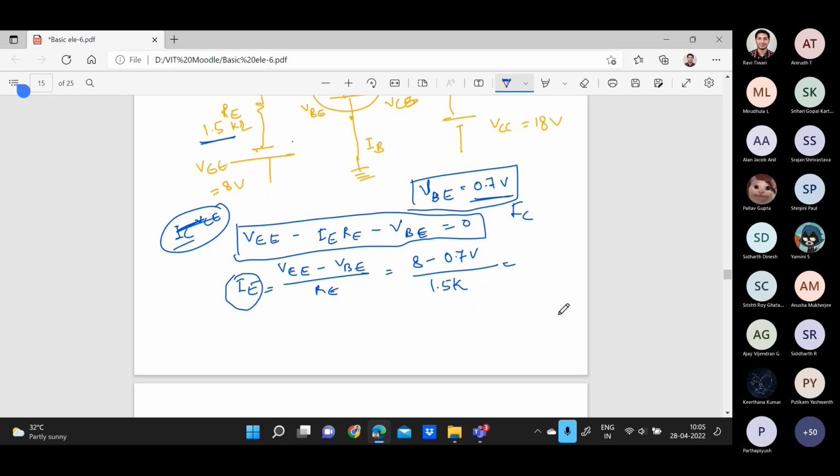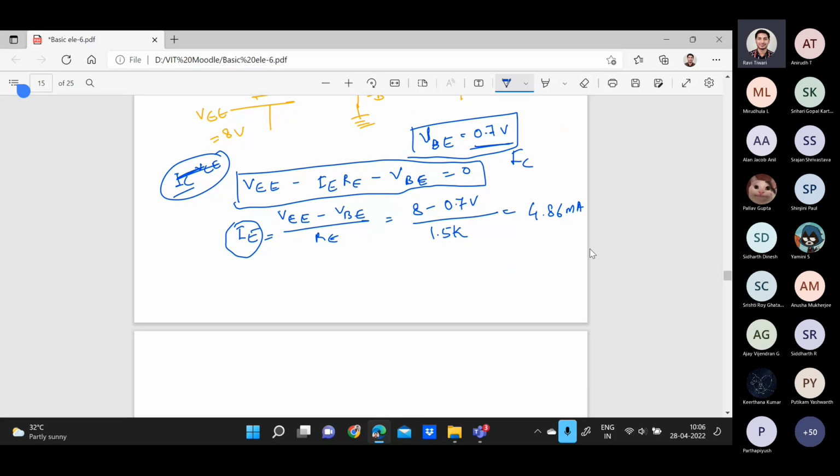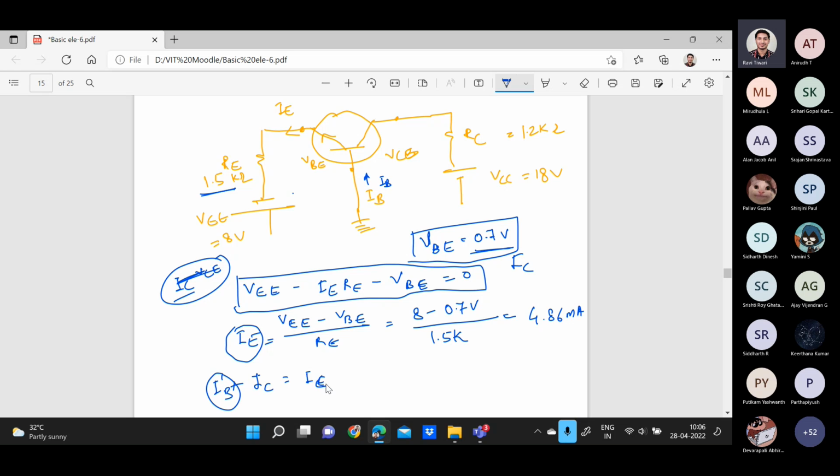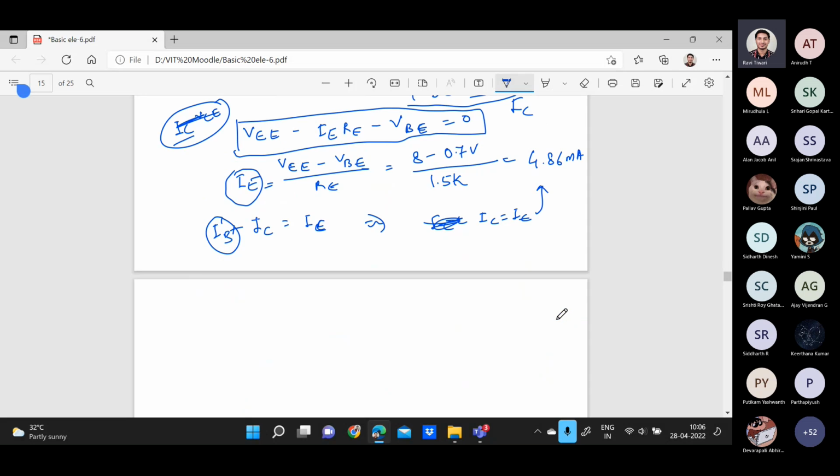4.86 milliamperes. 4.86 milliamps. Okay. So this is how we can find out the value of IE. Now, for example, they asked the value of IC. Okay, and you can see the value of IB is 0. That means IE is equal to IC plus IB, and IB is 0. So both are same thing. Means you can assume that IC is equal to IE. So you can say whatever we have calculated is the same answer, right?